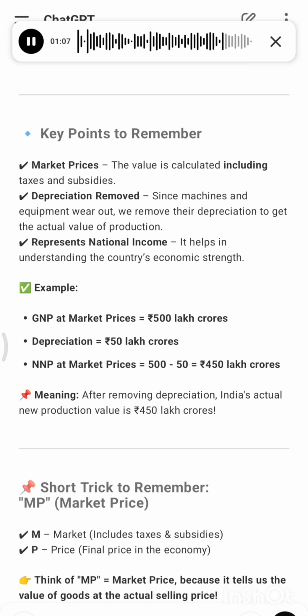Short trick to remember: MP, market price. M, market, includes taxes and subsidies. P, price, final price in the economy. Think of MP equals market price, because it tells us the value of goods at the actual selling price.